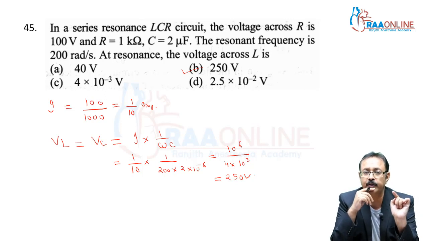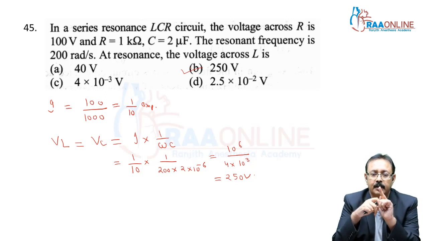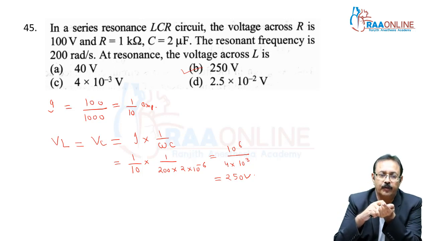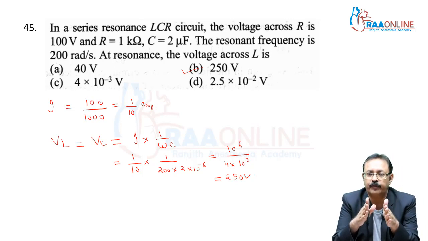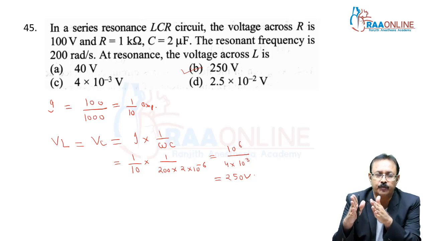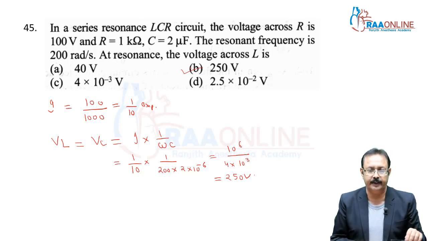But at the time of resonance, we know that VL and VC are actually equal and in opposite direction. So we calculated VC, meaning I into XC, XC was 1 upon omega C. In this way we got 250 volt across the capacitor. If across the capacitor it is 250 volt, across the inductor VL it should be plus 250 volt. Across VC it is minus 250 volt. So net voltage is 0. So we will go with option B.